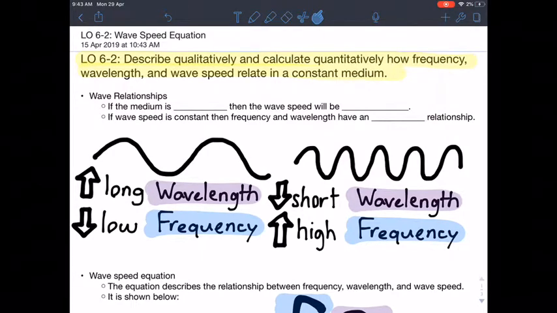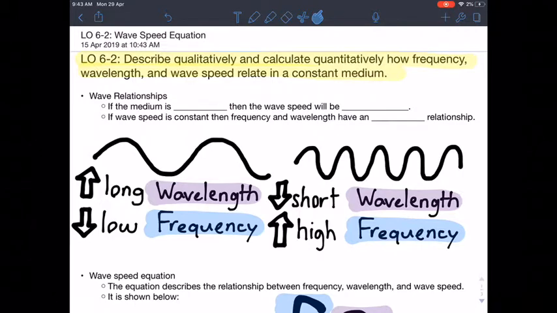All right, in this video, we're going to be talking about Learning Objective 6-2, which is to describe qualitatively and calculate quantitatively how frequency, wavelength, and wave speed relate in a constant medium. So we've got three things: frequency, wavelength, and wave speed, which you should know from the previous video. And we're also talking about it in two ways. We're describing qualitatively, meaning without numbers, just descriptions, and we're calculating quantitatively, meaning actually doing the math with numbers.